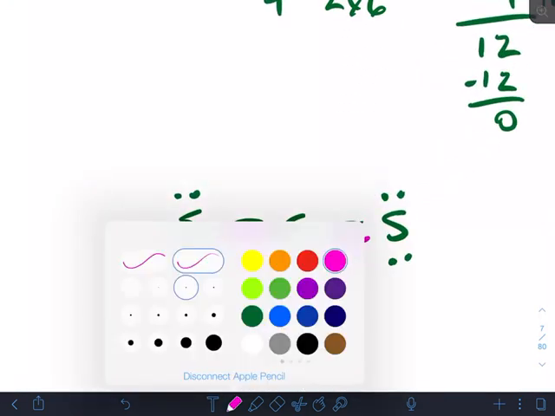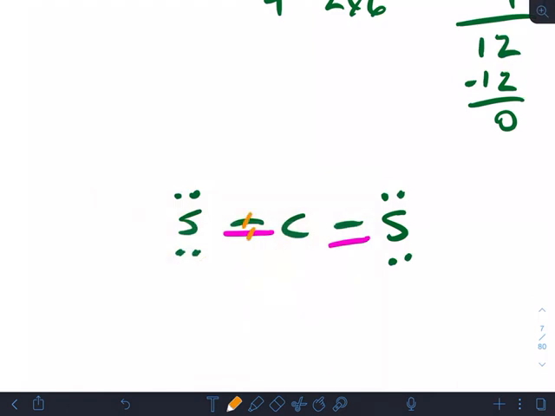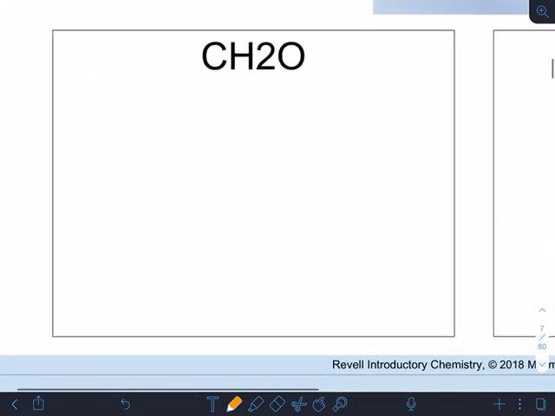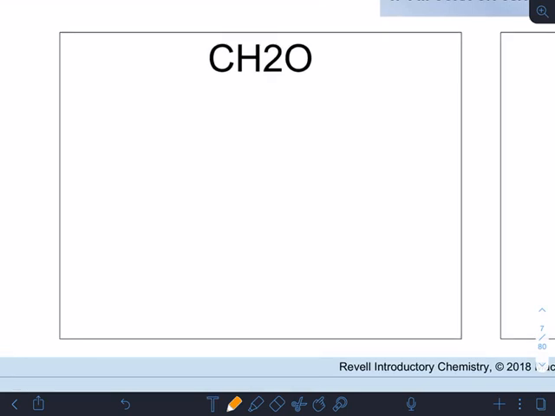So now if I check, my carbon has 8 electrons. If I zoom in a little bit and use a different color, my carbon has 2, 4, 6, 8 electrons around it, and my sulfurs have 2, 4, 6, 8 electrons around them. So there is my finished drawing for CS2. So let's come over here and take a look at CH2O.